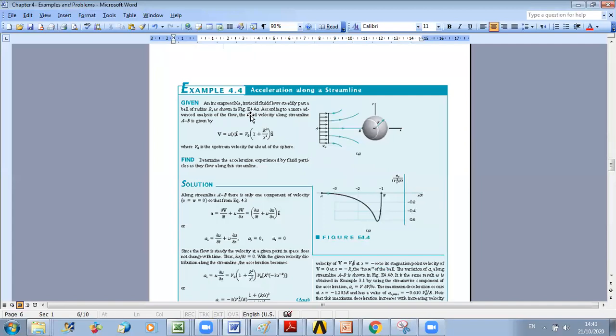For example, here we have an incompressible inviscid fluid flow that is steadily passing over a sphere of radius r, and the velocity field is given. It is given by v0 times (1 plus r cubed over x cubed) along i. So they already told you that v is only along i, with no component along y and no component along k. It's like a one-dimensional flow, with velocity in one direction.